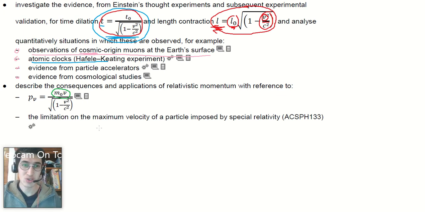This maintains conservation of energy because it's still gaining kinetic energy because its mass is increasing, but it does not violate the special theory of relativity, which is good.